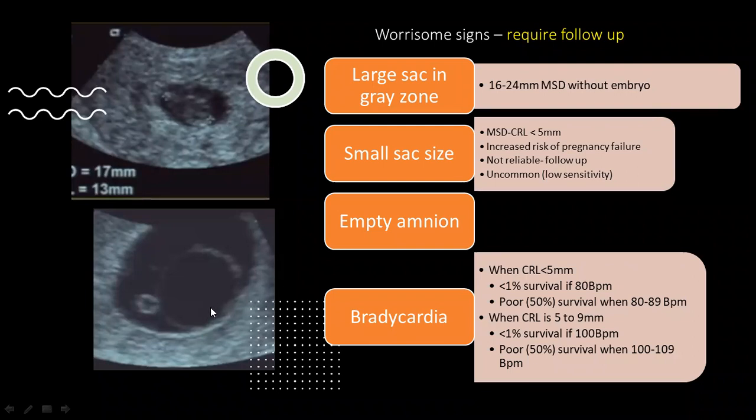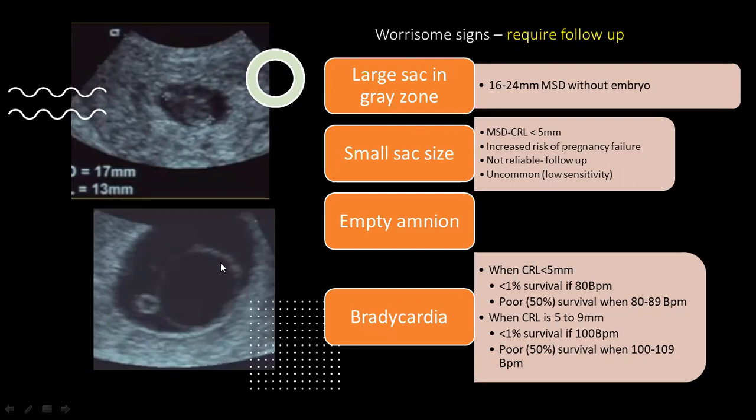So this is a worrisome feature for early pregnancy failure, but you can still follow it up, maybe schedule a follow-up after a week. And if you still don't see an embryo in this amniotic cavity, then you can make your definitive diagnosis of early pregnancy failure. We have another worrisome feature, which is bradycardia.